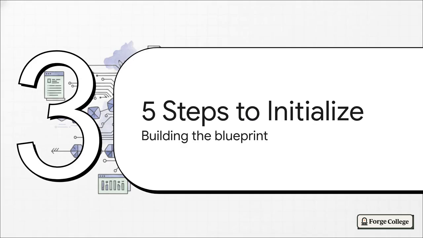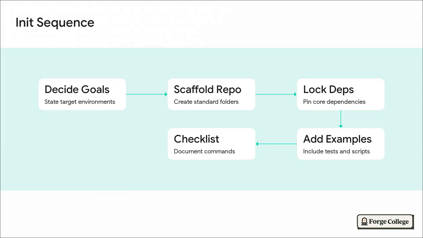All right, let's move on to section 3, 5 steps to initialization. Let's actually start building that blueprint. So, how do we begin? Initialization isn't random. It's a very deliberate 5-step assembly sequence. Step 1, decide your project goals. We'll dive deeper into that in just a bit. Step 2, scaffold your repository so your file structure actually makes sense. Step 3, lock down those core dependencies in your package manifest so your builds are always reproducible.